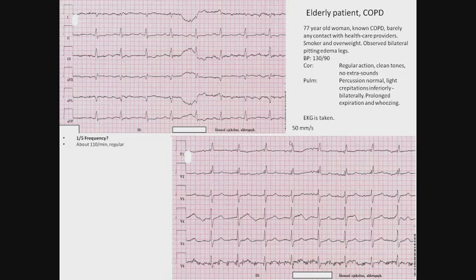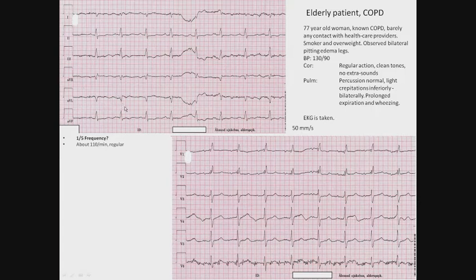Alright, so the next step, step 2 out of 5, is the rhythm and intervals. Let's see, is there a P wave in front of every QRS? It appears so. So this is a sinus rhythm. Alright, let's check the intervals, and remember one big box is here 100 milliseconds.